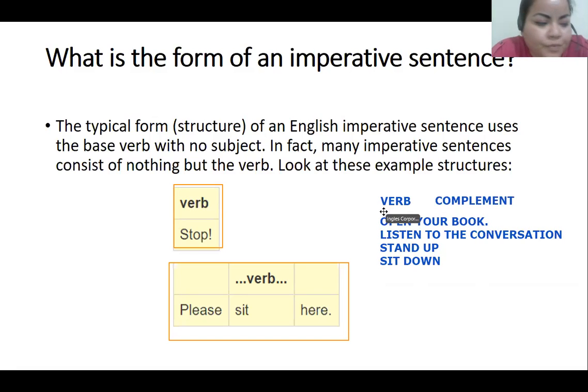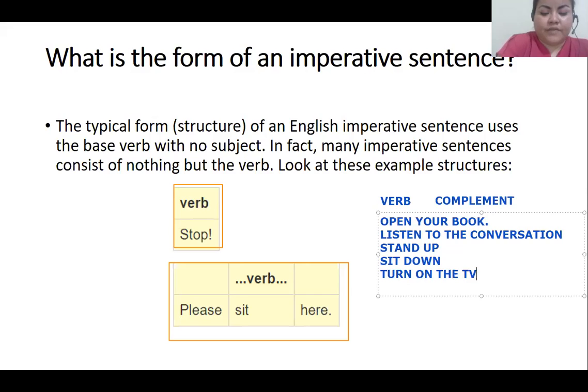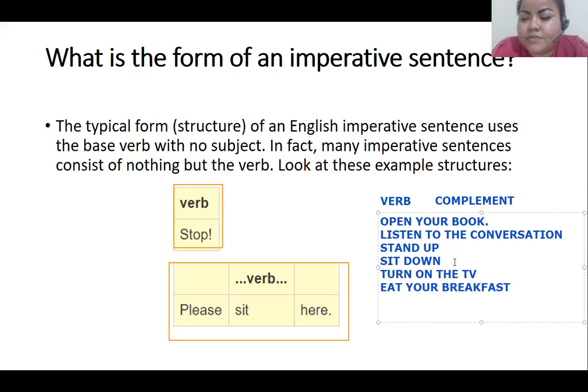For example, go ahead. Exactly. Go ahead. Sit over there. Turn on the TV. Turn on the TV, for example. Eat your breakfast. Eat your breakfast.